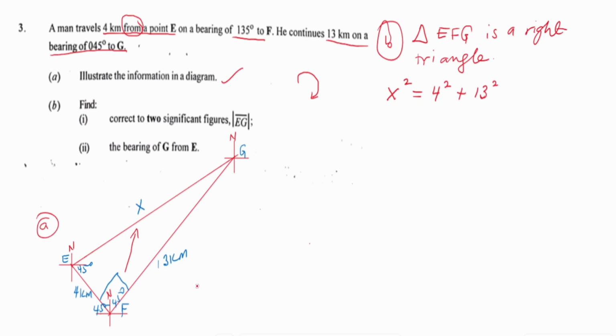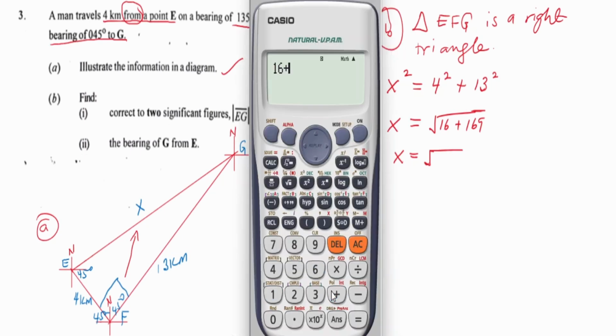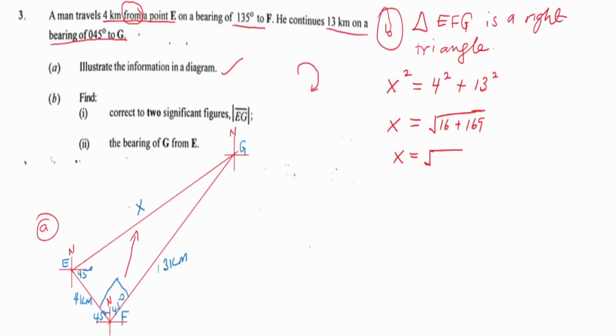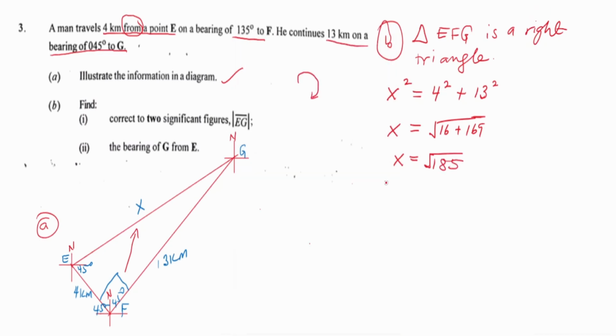And then taking the square root of both sides, you're going to have x equals the square root of 4 squared, which is 16, plus 13 squared, which is 169. Solving this further, let's work that on our calculator. 16 plus 169 equals 185. So x is equal to the square root of 185.